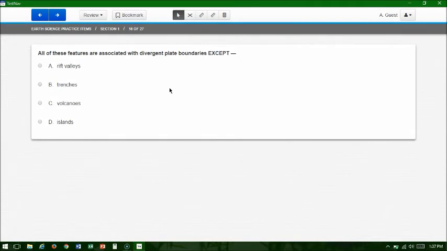Number 18, all of these features are associated with divergent plate boundaries. That means two plates moving farther apart from each other, except the one answer that would be associated with plates coming together, a convergent boundary, which is trenches. Trenches are formed when two oceanic crusts come together and one subducts under the other. But volcanoes, islands, and rift valleys can all be associated with plates moving apart and magma rising up through the gap.